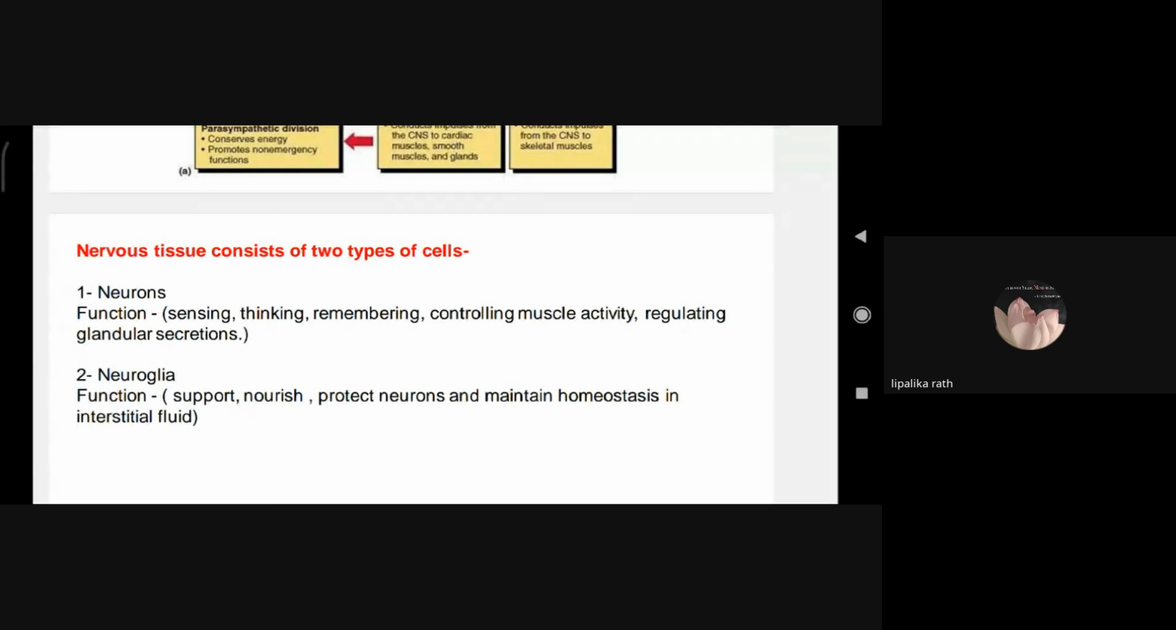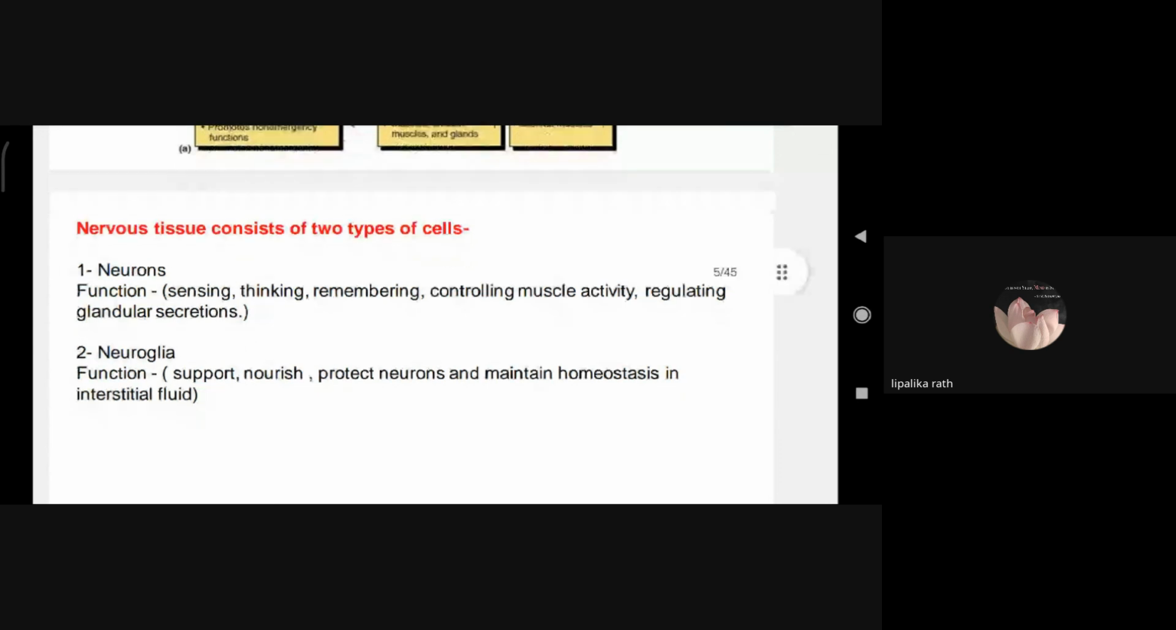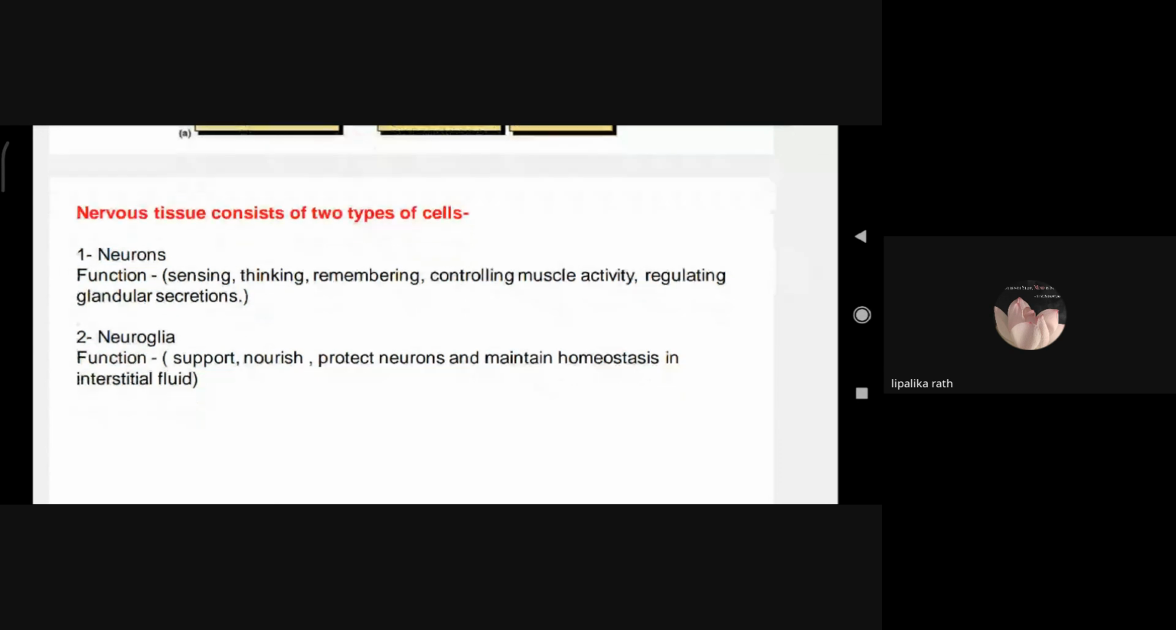Yes. Neuroglia are cells, two types of cell. Yes, you are right. Be confident. Your whole answer was exactly right. But be confident. So, neuroglia are a different type of cells. They are not neurons, but they support neurons. Okay. So, what are the functions of neuroglia? Their function is to support and nourish neurons, protect neurons, and maintain homeostasis in interstitial fluid.